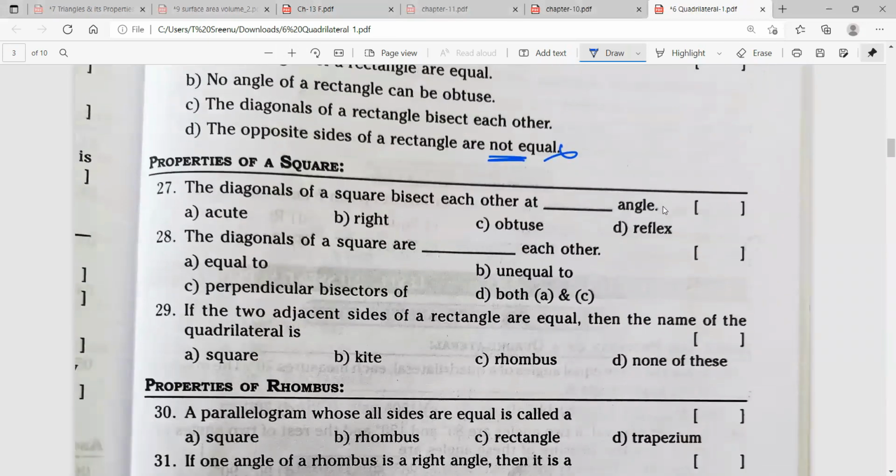The diagonals of a square bisect each other at right angles. Diagonals of a square are perpendicular bisectors. They're equal, A and C. If two adjacent sides of a rectangle are equal, that is the square.